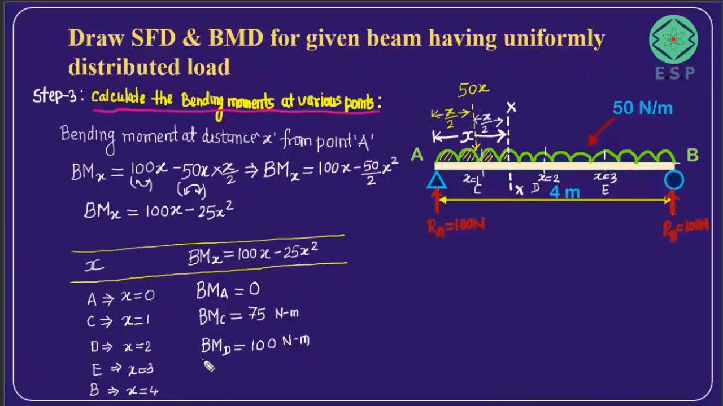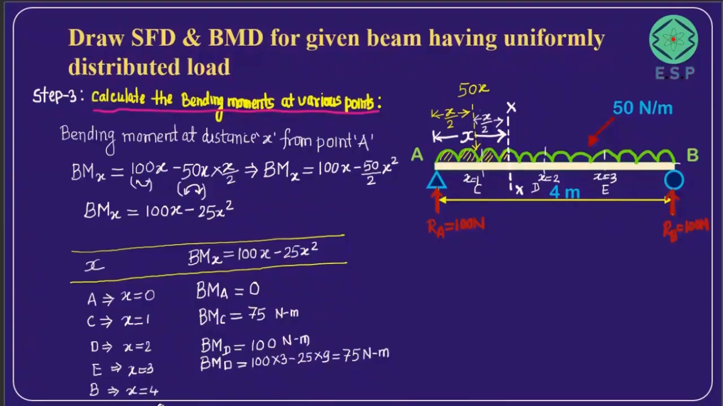Now we'll have the bending moment at point E. So here x is going to be 3, friends. So 100 into 3 is going to be 300, and 3 square is going to be 9, so 9 into 25. If I write it here, it is going to be 100 into 3 minus 25 into 3 square, which is 9. If you simplify this, it is going to be 300 minus 225. So 300 minus 225 is going to be 75, friends. So this is going to come as 75 Newton meter.